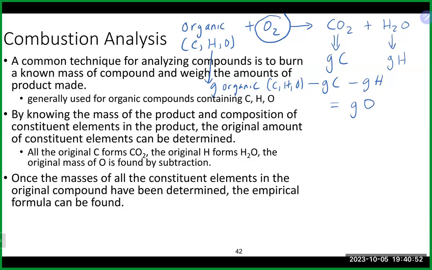Conservation of mass, right? So whatever elements we started with, we should end with. So that is the idea behind this principle. Any questions on that? At this point, it will then become a regular empirical formula. Once you got the grams of everybody, you will convert them to moles. You'll then divide by the smallest moles. And then you could get to your empirical formula.